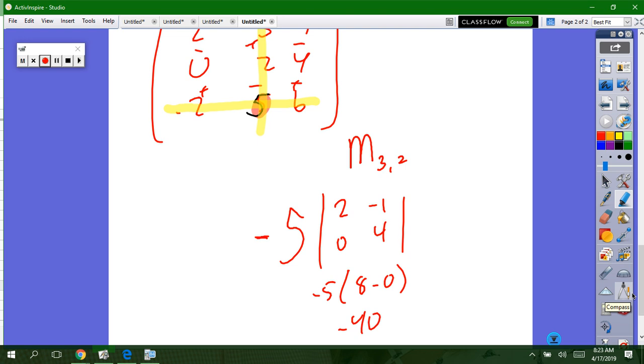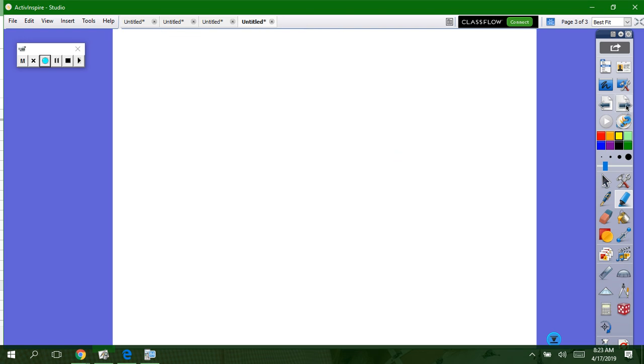Okay. I'm going to show you one more time another way to find the determinant. This is my favorite way if you can be organized. Most of you guys are more organized than I am, but this is my favorite way. One more time.